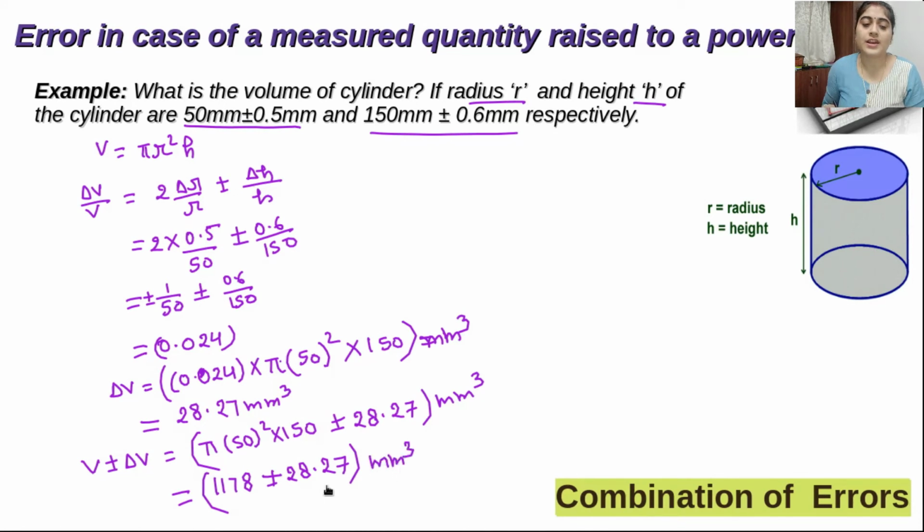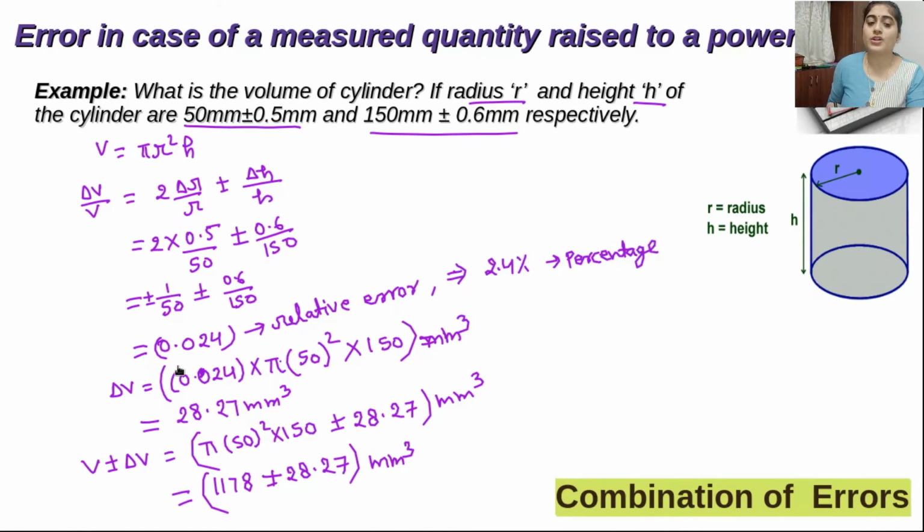But if they are asking only for the relative error or the percentage, so what is the relative error? Relative error is 0.024. So this is your relative error. Generally they ask only up to this level if there is a product or division. And what will be the percentage error? For percentage error, you just multiply by 100. So it is 2.4%. That is your percentage error. This takes only 1 minute to solve if you are doing it up to this level.